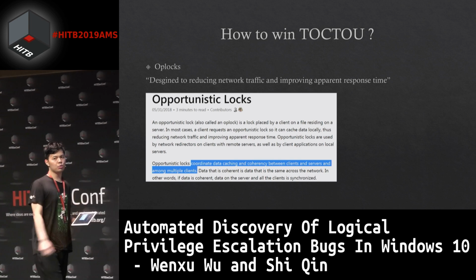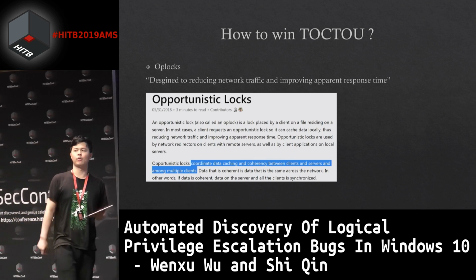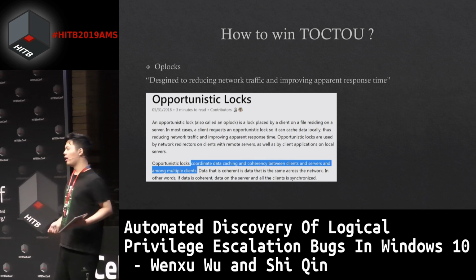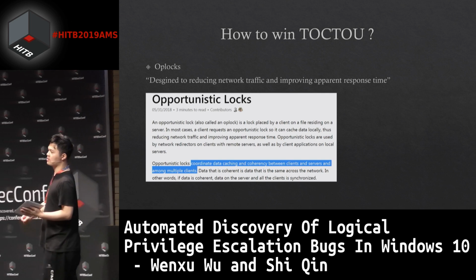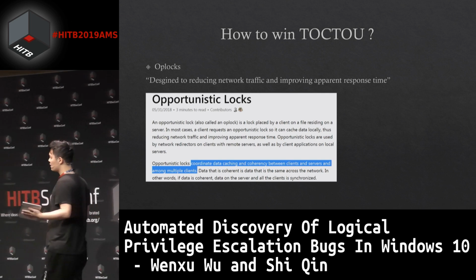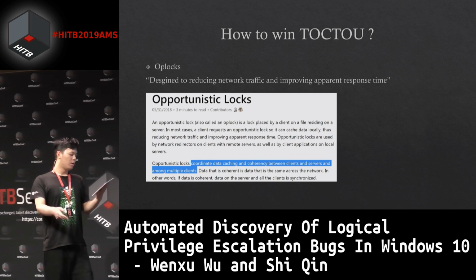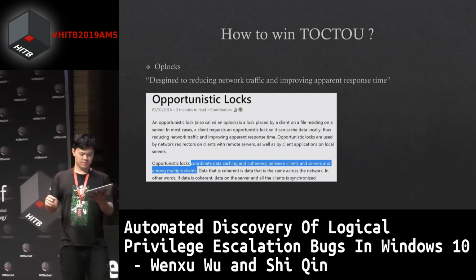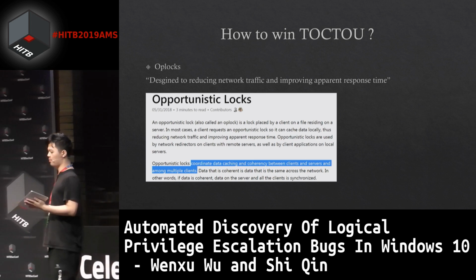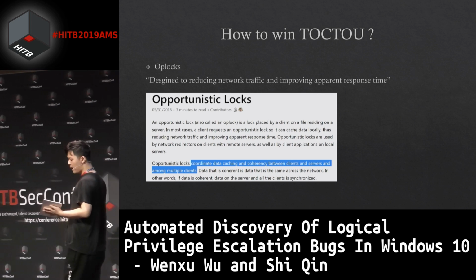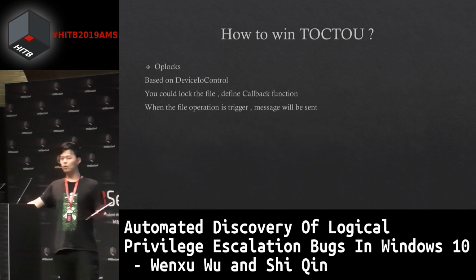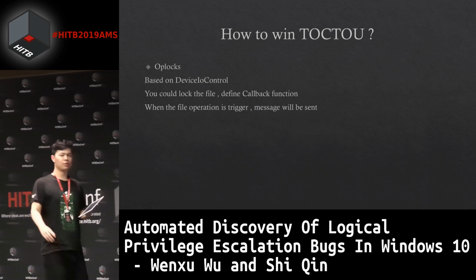So let's see how to win these race condition problems. Let's talk about OPLock. For Microsoft, it says OPLock is designed to reduce network traffic times and improve the response time. But actually, it could be used to win the race conditions at only one time.